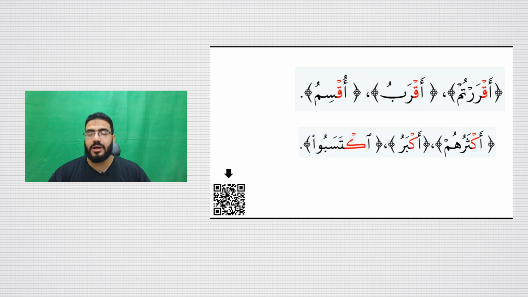أقررتم. أقررتم. Not أق. There is no continuation of breath. And then it is not أقررتم. No. أقررتم. أقرب. أقسم. Now let's go for kaf. Listen carefully. أكثرهم. There is continuation of breath. Not أكثرهم. No. أكثرهم. أكبر.